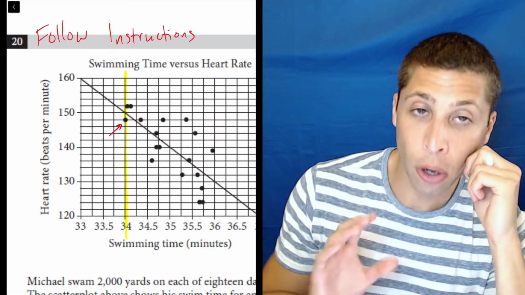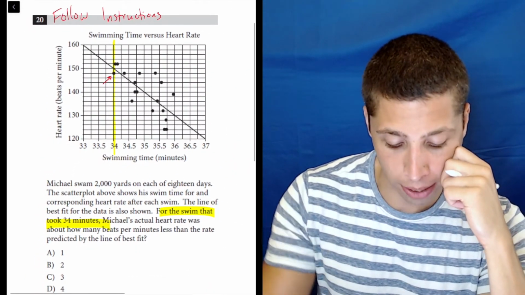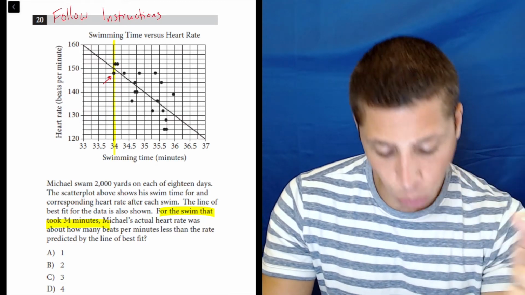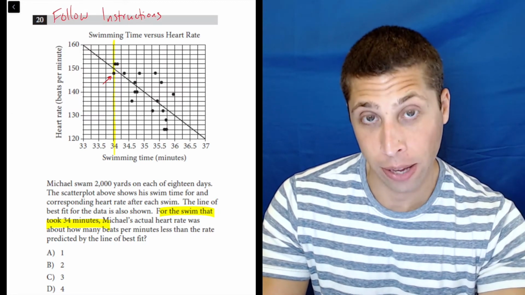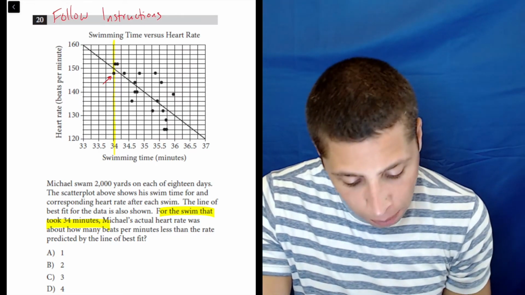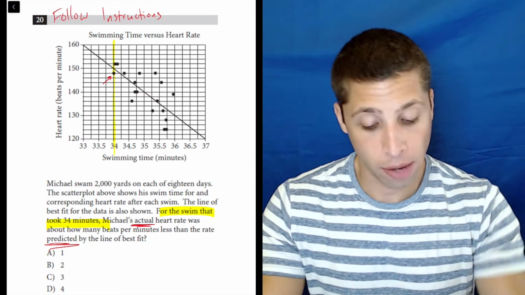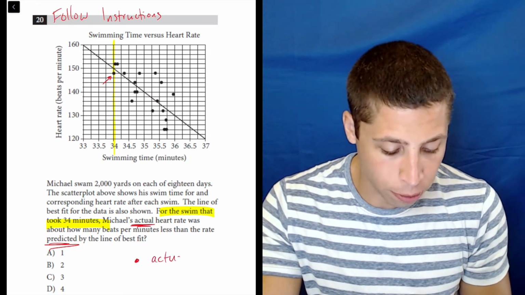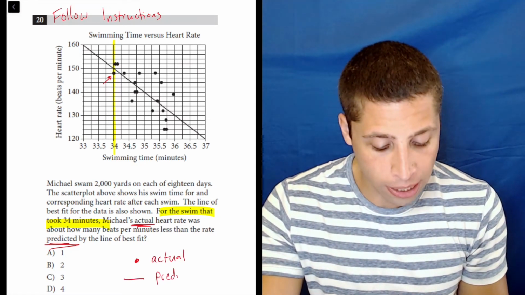Okay, so the other piece of this is maybe a definition thing we just need to make sure we keep track of. For the swim, that's 34 minutes, that's the dot. The actual heart rate was about how many beats per minute less than the rate predicted by the line of best fit. So we're looking at the y-axis, the y-coordinates. But when we talk about actual versus predicted, this is a thing we just need to memorize. The dots represent the actual values, they're the data, and then the line represents the predictions.